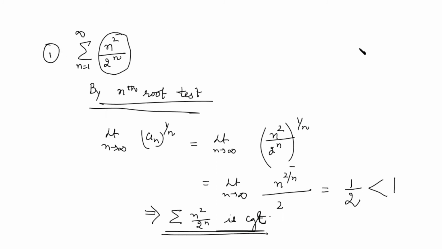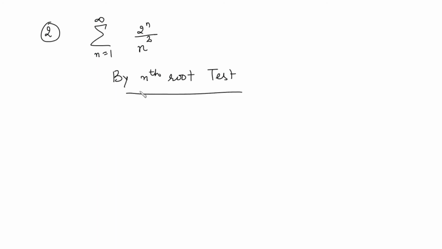Now just see one more example. Let's suppose you have to check the behavior of the series 2 to the power n upon n square. Again your n is varying from 1 to infinity. Basically this is the reciprocal of the previous series. Again we can apply the nth root test. So by nth root test we have to find out the limit of the nth root of the nth term.